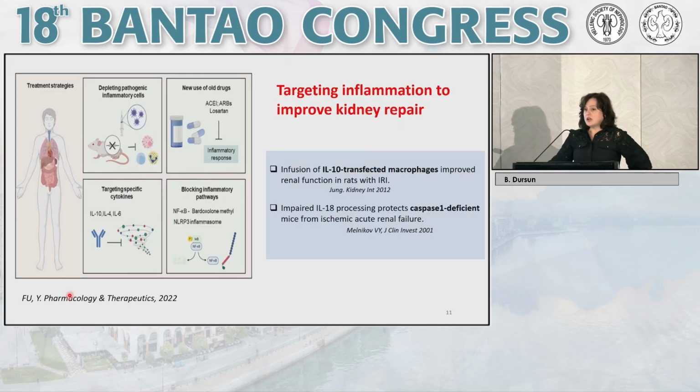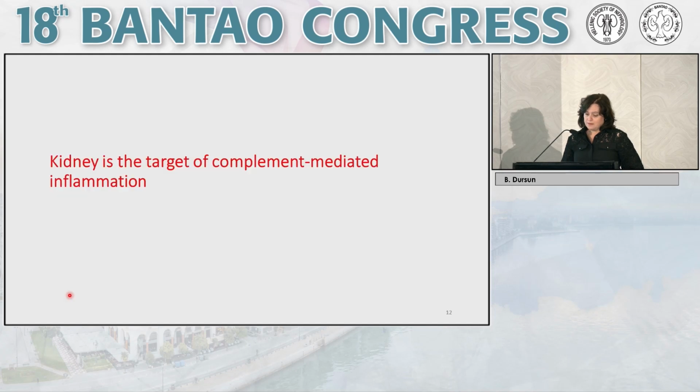Most of our knowledge comes from experimental work in animals, and several strategies were used to target inflammation, by depleting pathogenic inflammatory cells or targeting specific cytokines. They all resulted in favorable results in animal studies. However, this does not translate into clinical practice due to the heterogeneous nature of AKI in human beings.